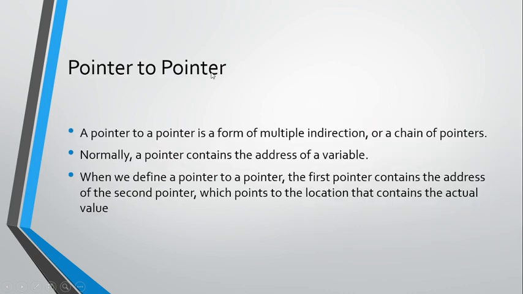Next, pointer to a pointer. Pointer to a pointer is a form of multiple indirections, or a chain of pointers. Normally, a pointer contains the address of a variable. But when we define a pointer to a pointer, the first pointer contains the address of the second pointer, which points to the location that contains the actual value. Normally a pointer is used to store the address of a normal variable. So here, a pointer will be used to store another pointer.